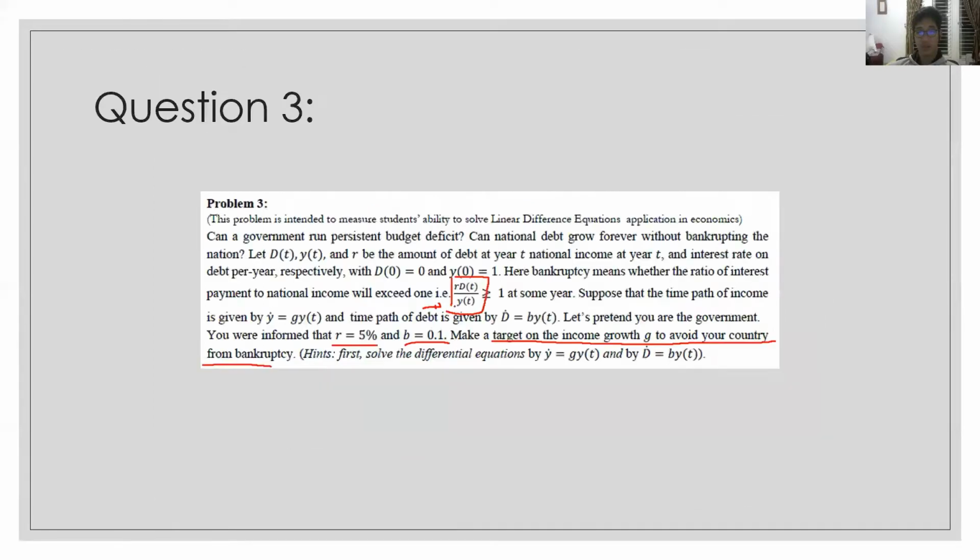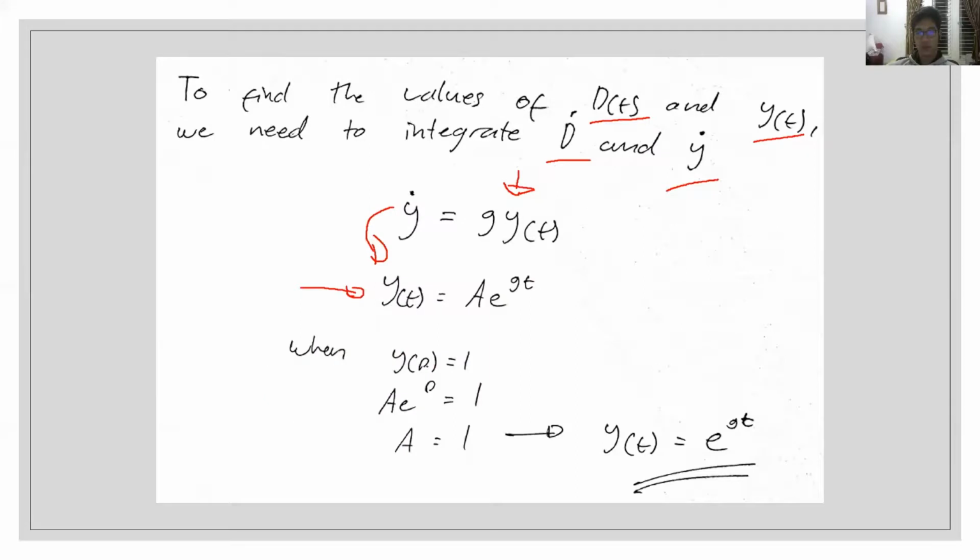And also, since we know that Y(0) is equal to 1, when Y(0) equals 1, A e^0 equals 1. So we know that A is equal to 1. Therefore, we can conclude that Y(t) is just e^(gt).